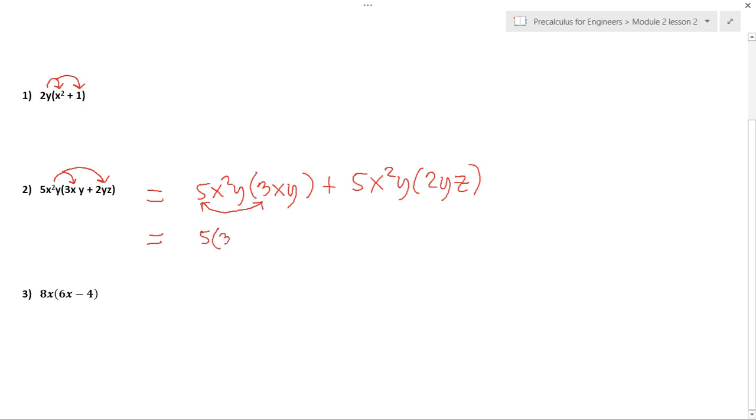So, 5 times 3. Then, combine for x. For x, we have 2 plus 1. So, we have 3 here, x cubed. Then, y and y. So, 1 plus 1 is 2. We now have y squared.